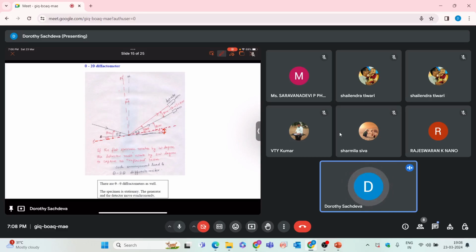So if your specimen is rotated by an omega degree, your detector, which was earlier presented here, should be rotated by double the angle of the rotation of your sample. So here the sample is simply rotated by this omega degree, and your detector needs to be rotated by 2 omega degrees to capture the reflected beam from your sample. So this arrangement is known as the theta to theta diffractometer.